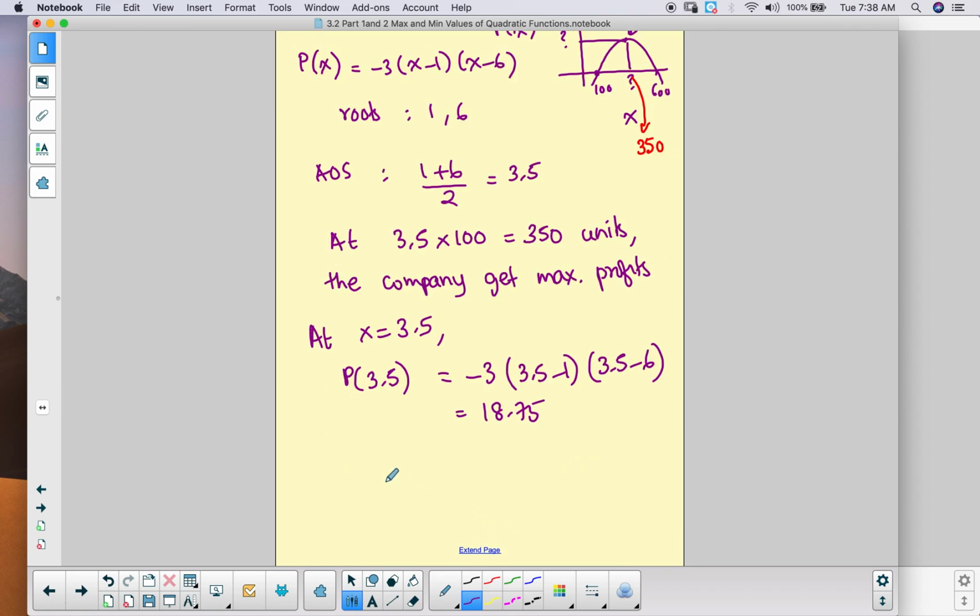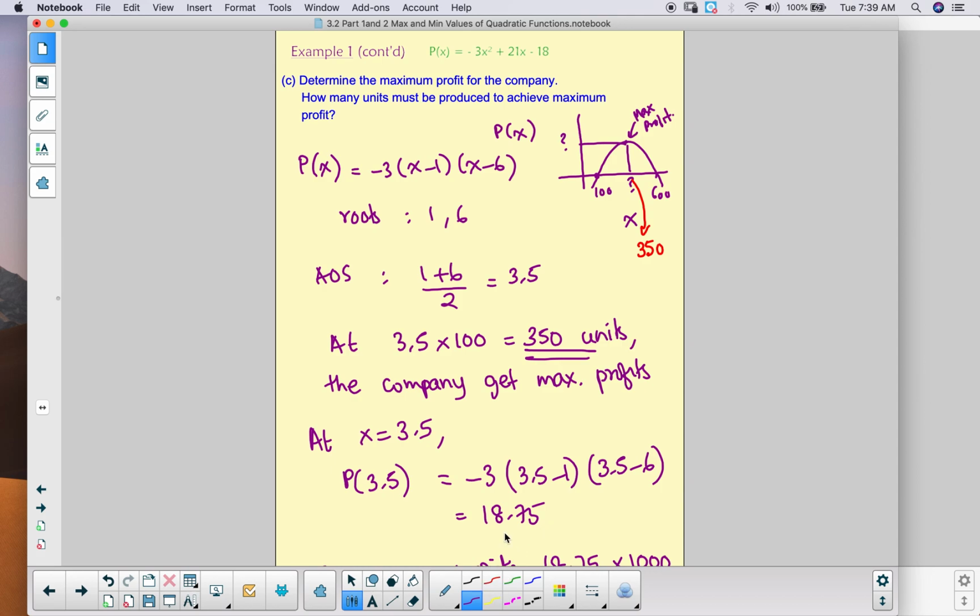18.75. So therefore, the maximum profit is, you've got to convert it. Profit is in thousands of dollars, so it's 18.75 times thousands, which is equal to $18,750. Okay, so those are the two things. And if you go back to the graph here, this value here is our $18,750, right? That's the maximum profit.